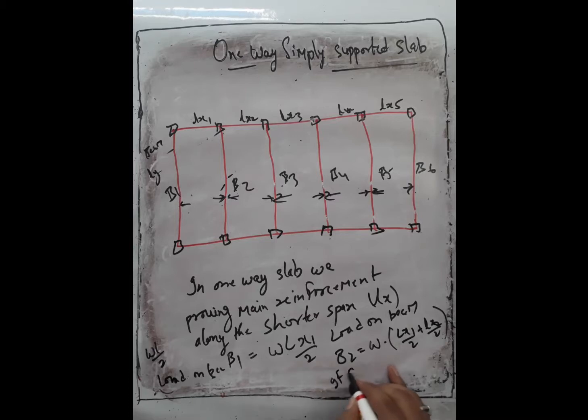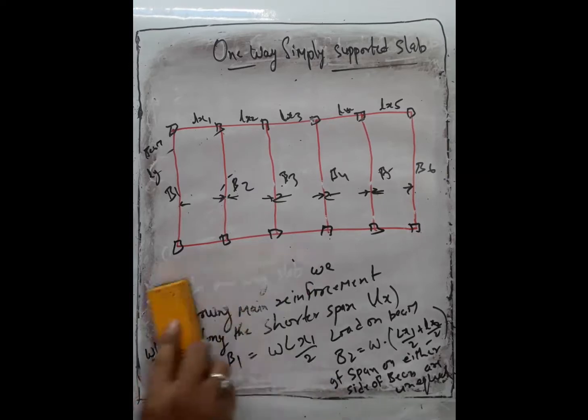This we take if the spans on either side of the beam are unequal. This is the condition when the spans on either side of the beam are unequal.